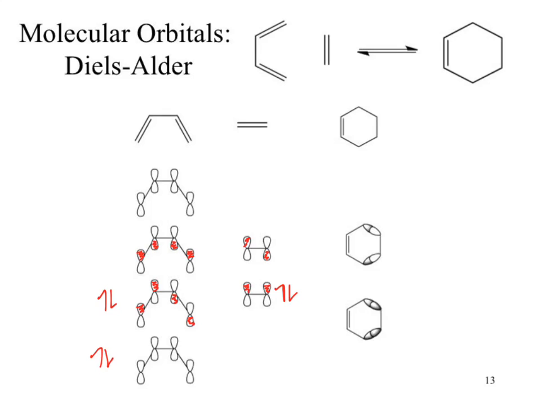It's already occupied. So what we're looking at is interacting the highest occupied molecular orbital of one situation and the lowest unoccupied molecular orbital of the other. That's an awful lot of words. So what we end up calling these would be the HOMO and the LUMO.